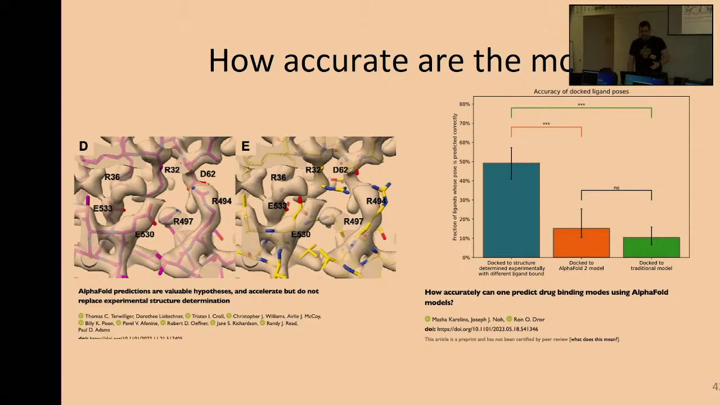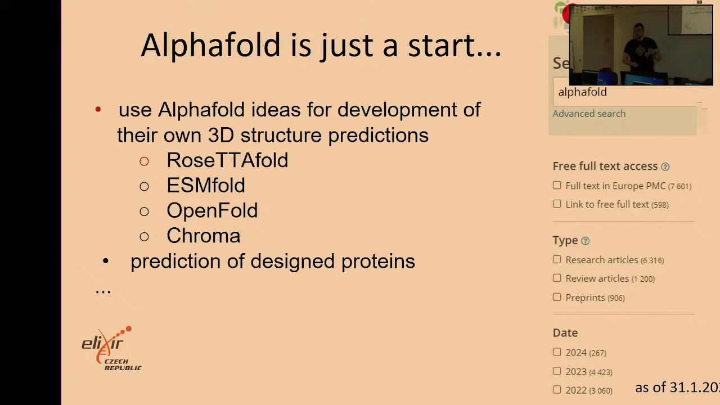But that's only part of the truth, because this is good. This is true for the retrospective results. When you have the pre-existing structure and you run AlphaFold and compare, then quite often AlphaFold is the less good variant. When you don't have anything and you are doing a prospective prediction, it will be the other way around. But AlphaFold was just a start.